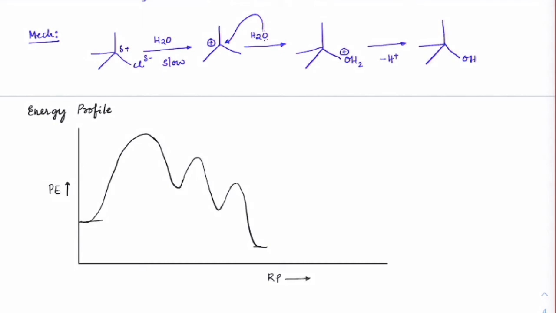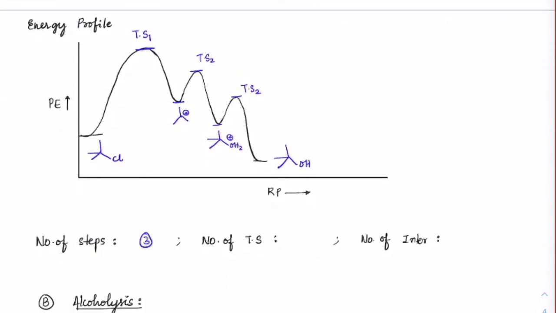Right. So if you check out the energy profile, it started off with this alkyl halide, and it went through a first transition state to form a carbocation. From the carbocation, through a second transition state, it reached this oxonium ion OH2 plus, and from there, by removal of a proton, it has become alcohol. So thereby there are 3 steps involved with 3 transition states and 2 intermediates.